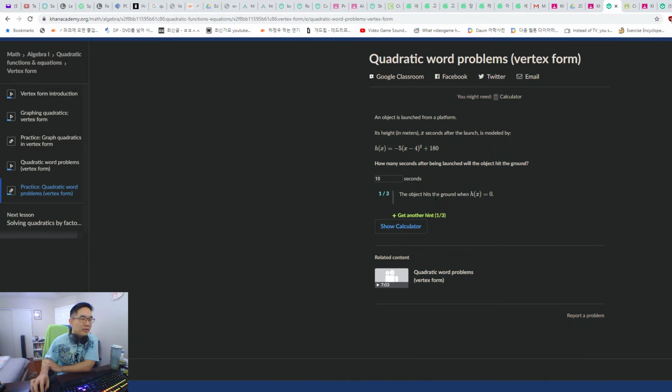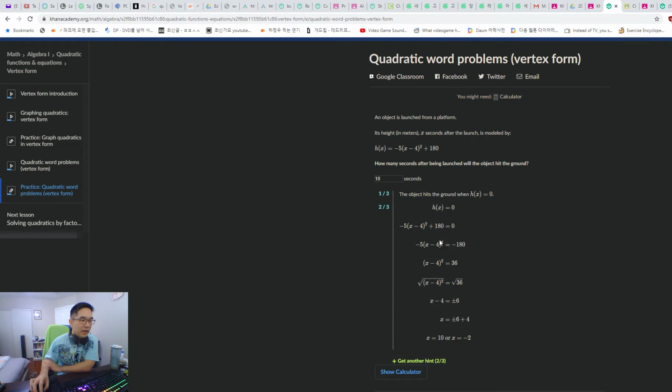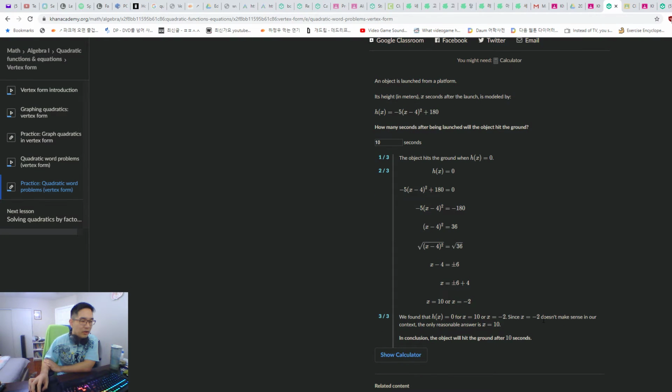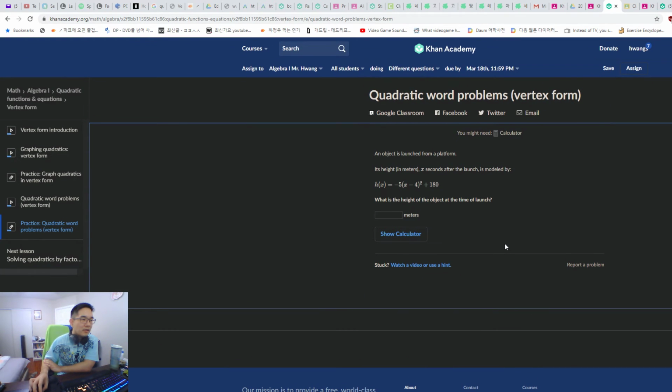Okay. Object hits the ground when the height equals 0. Yep, another one. So basically, they're doing what we just did. And x equals 10, -2. But time cannot go backwards, so 10. There we go. Yay. Last one. I feel like they're all the same type of problems.